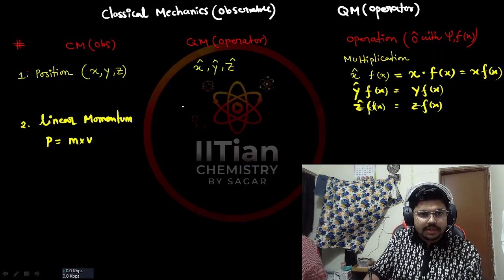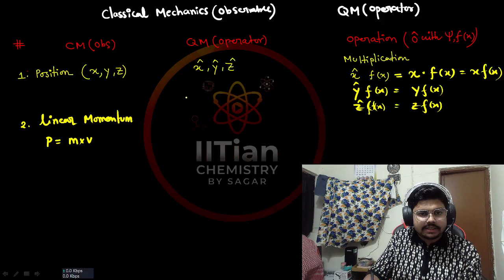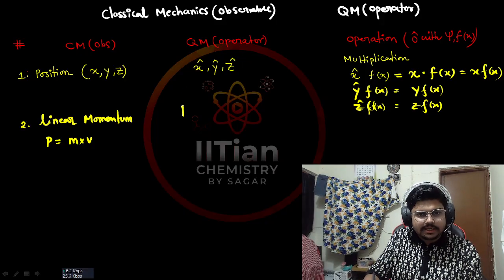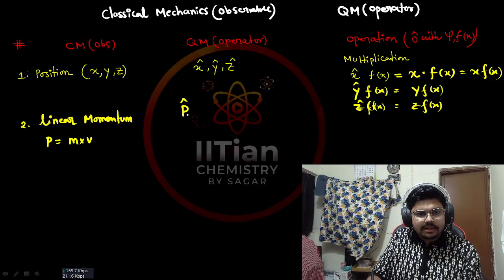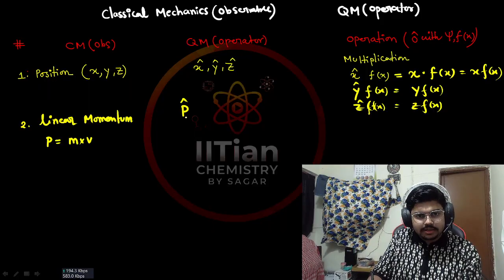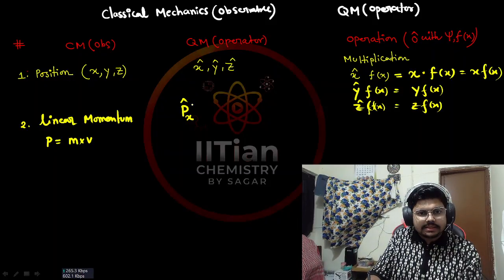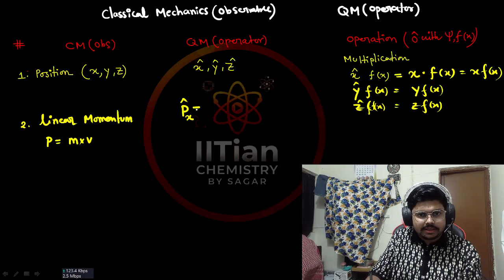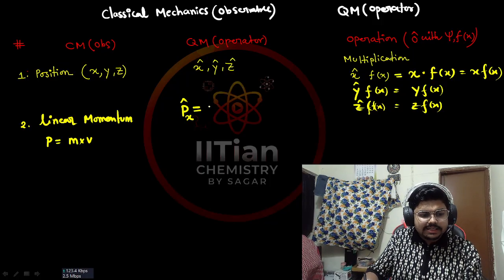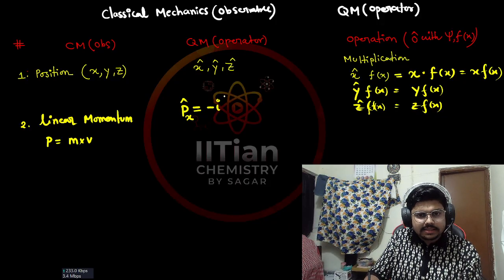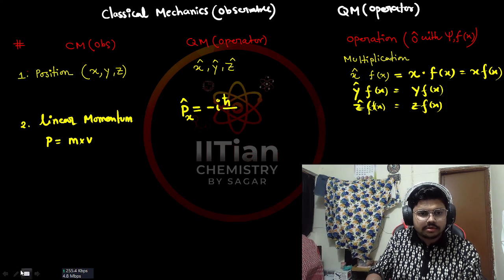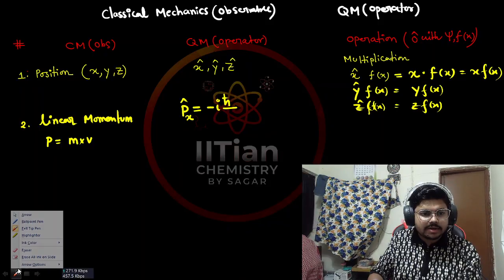But in quantum mechanics, linear momentum is denoted by p cap. Now linear momentum can be directional. If it is in the x direction, that will be p x. This is the operator of linear momentum in quantum mechanics. It is basically denoted by minus i h cross. Sorry, h cross means h by 2 pi.